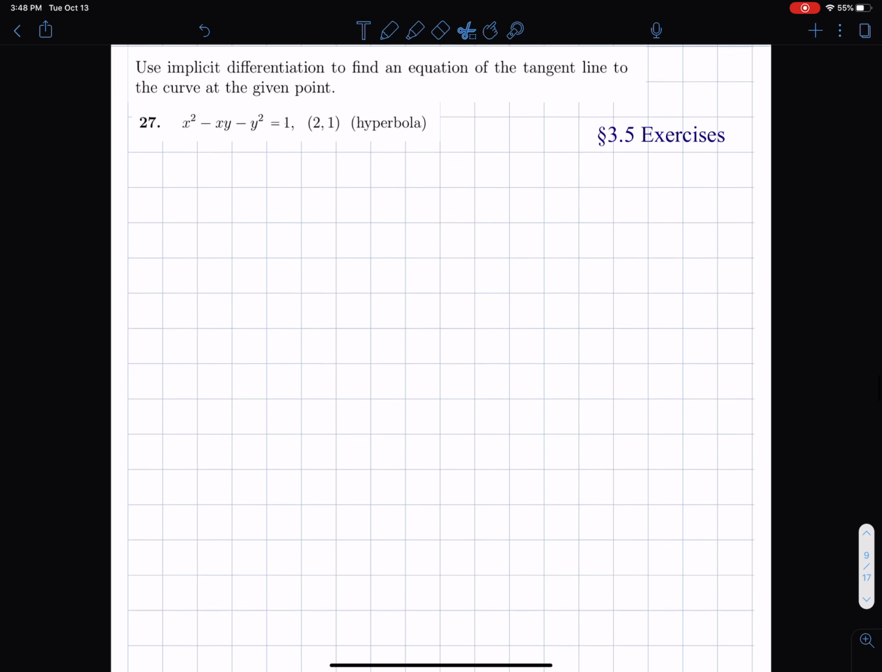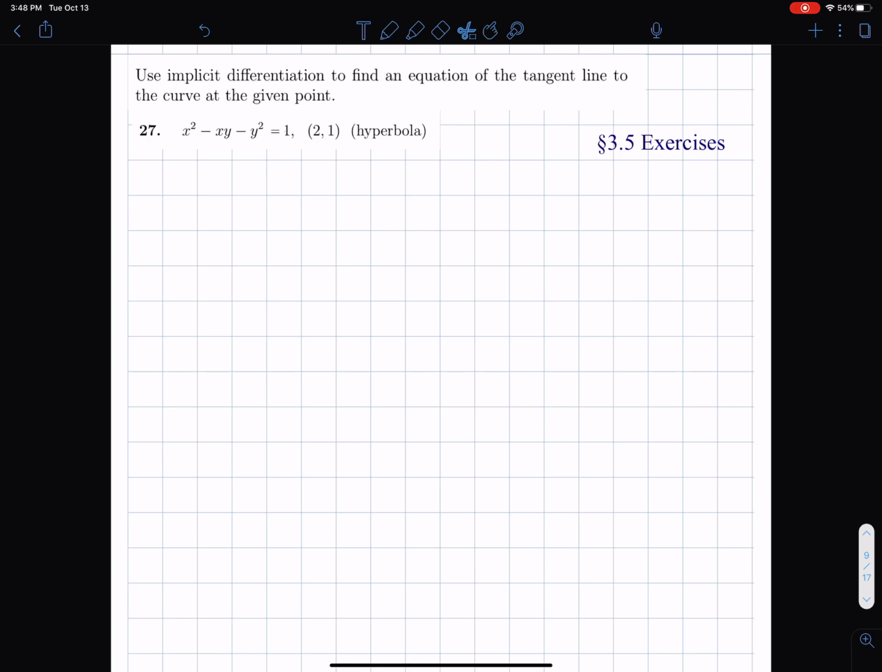Hello! In this video, we use implicit differentiation to find an equation of the tangent line to the curve at the given point. So our first step when finding the tangent line is to find the slope. Now the slope I'll denote as m, and that's equal to dy dx evaluated at the point (2, 1).